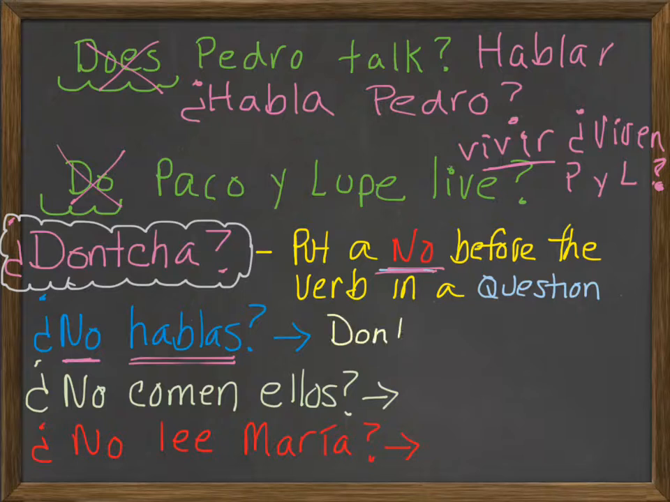Don't you or don't ya? See, did you hear the cha there? Don't ya? Don't you talk? So that's how the no changes it.